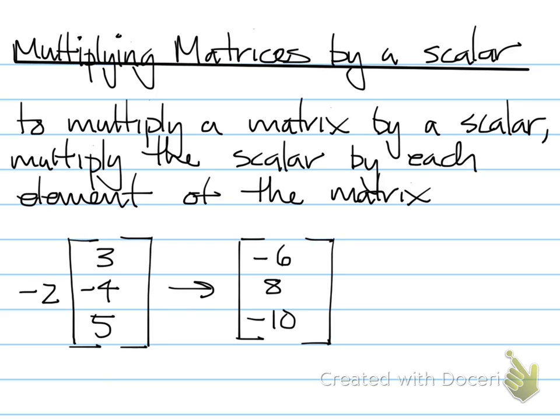The first matrix was a 3 by 1. Our product, once we multiply that matrix by a scalar, should be the same dimensions, a 3 by 1 matrix also.